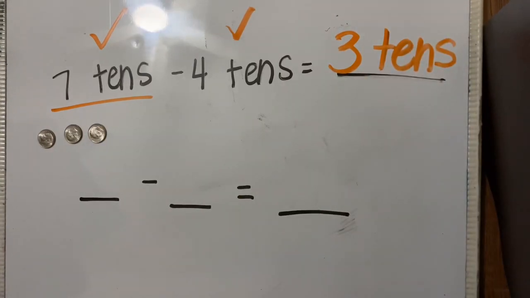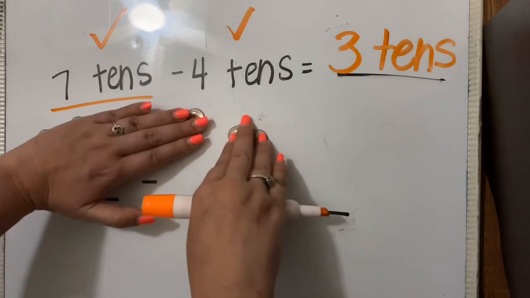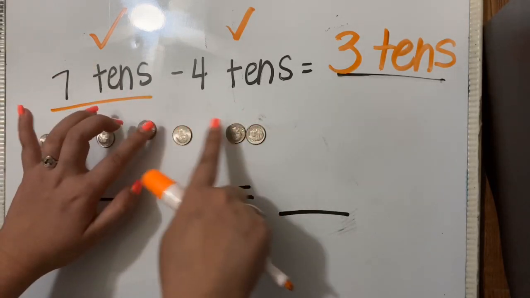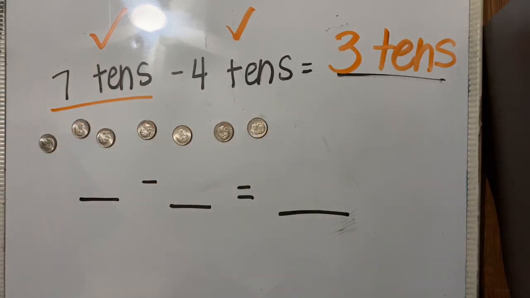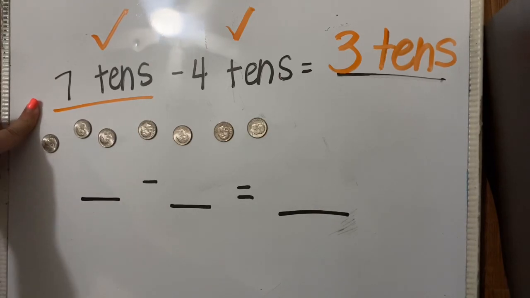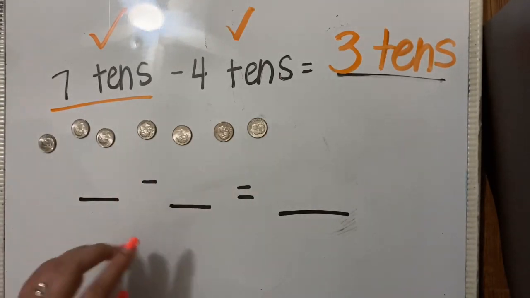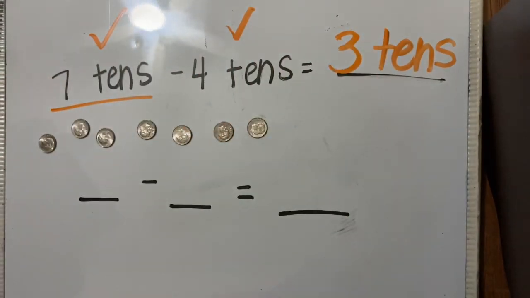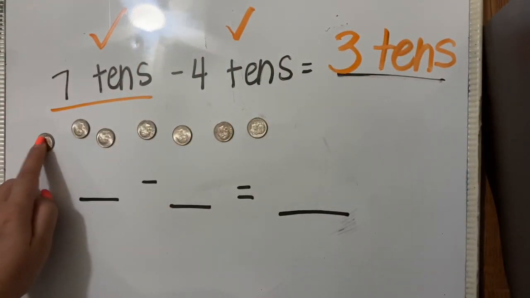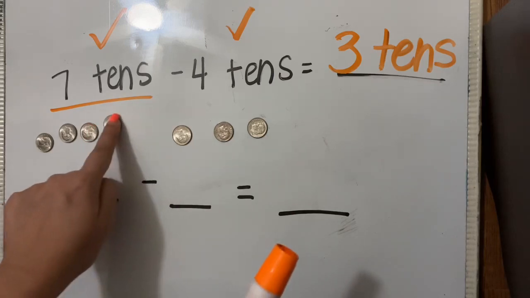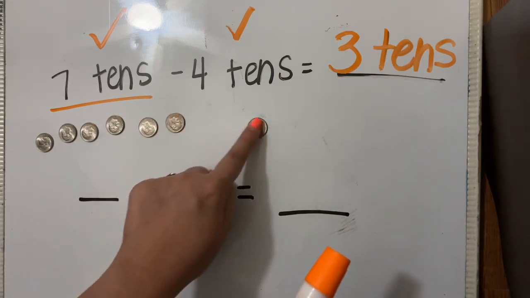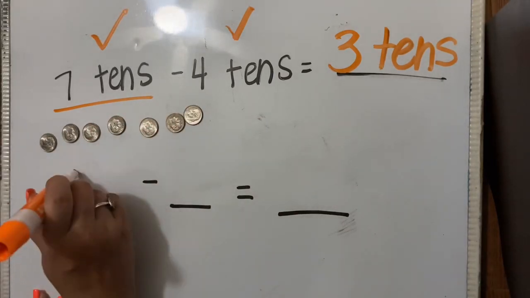All right, let's do it one more time. And this time, while we're doing it, we're going to be filling in our number sentence on the bottom. So I have 7 tens, remember? So what does that represent? Well, let's count our dimes. Remember, each dime is worth 10 cents. So let's count by tens. 10, 20, 30, 40, 50, 60, 70. So I have 70 cents.